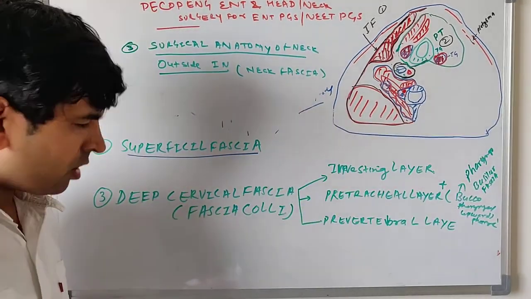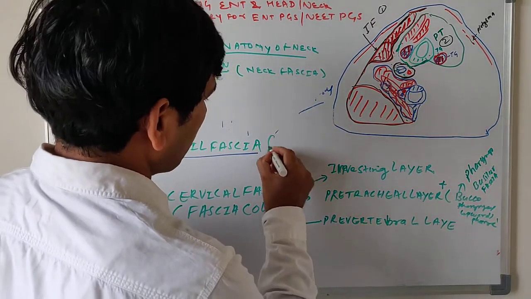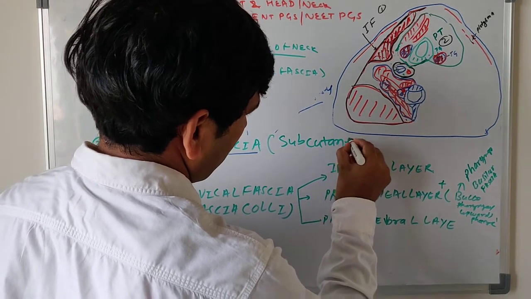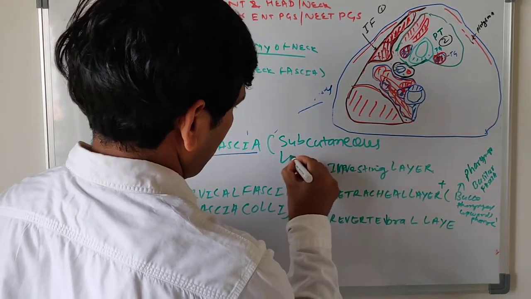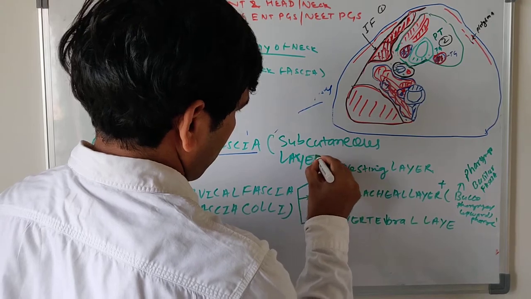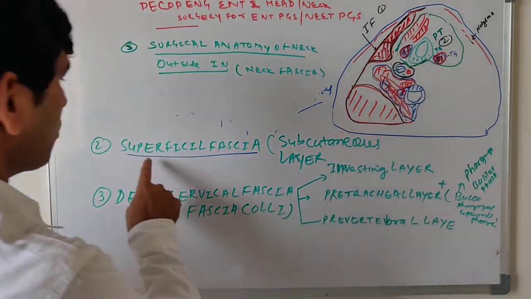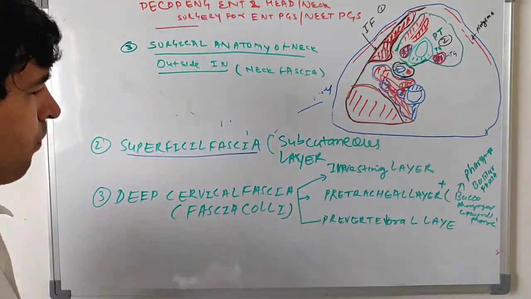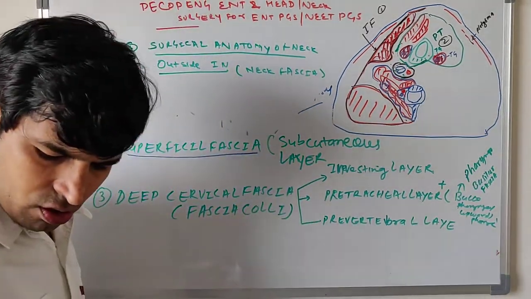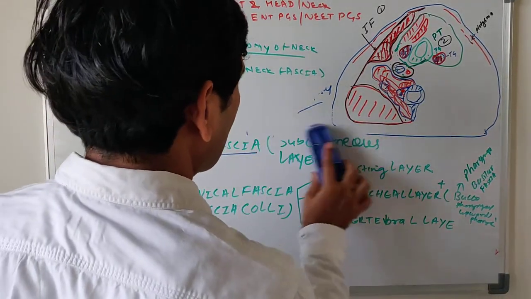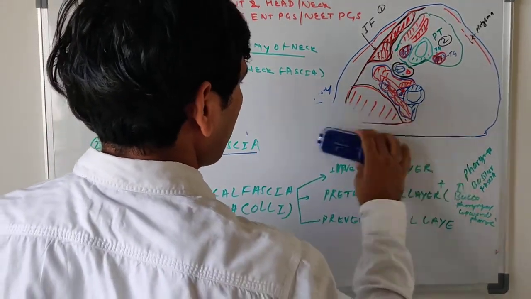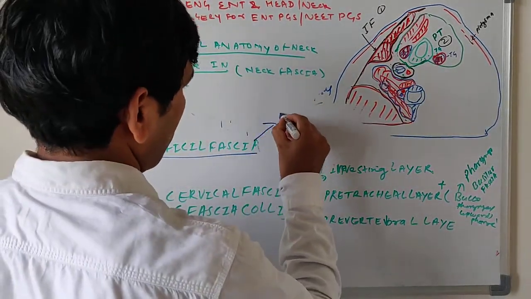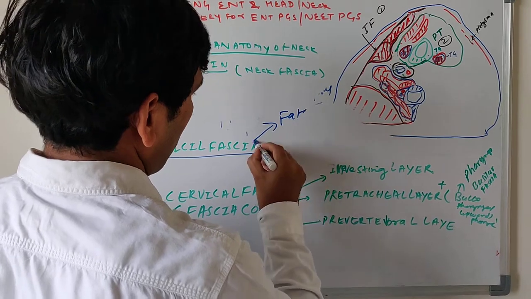This superficial fascia of the neck is also called the subcutaneous layer, because it contains subcutaneous tissue. The contents of the superficial cervical fascia are fat, subcutaneous fat, and the platysma muscle.